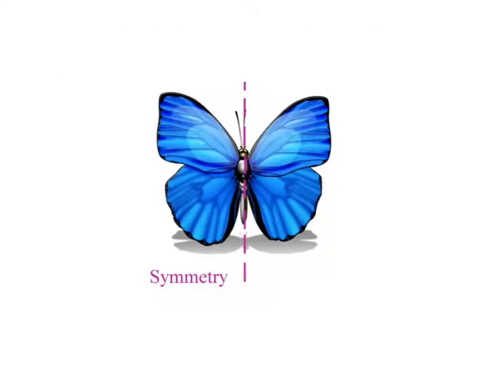Okay, so we're going to start with talking about symmetry, because quadratic equations known as parabolas are symmetrical. In other words, there is a line that cuts it in half. This line is called the axis of symmetry.